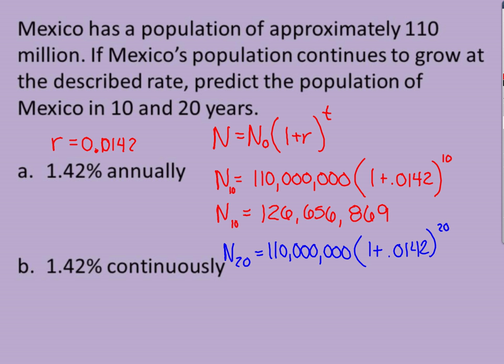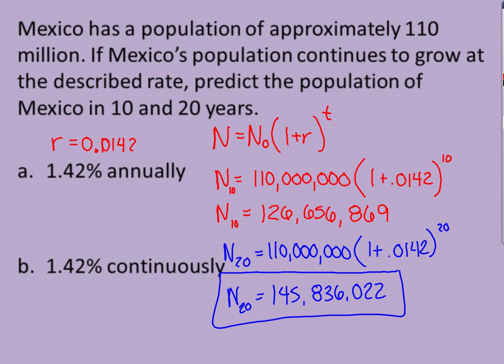The only thing that changes in this case is our t value, and we plug this in. In 20 years, the Mexican population can be predicted to be 145,836,022 people. So this is if it's not continuous. This is only done annually. That's why we don't have to know how many times per year. This is just done annually, so we just need t, the number of years this is happening. We do not have an n value.